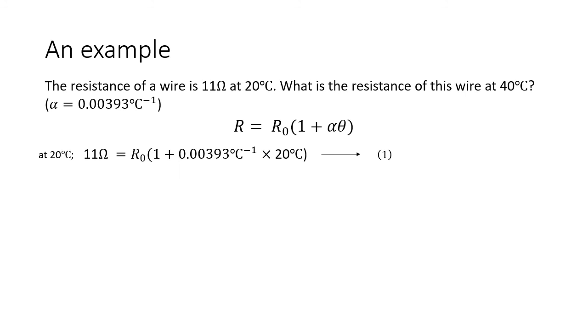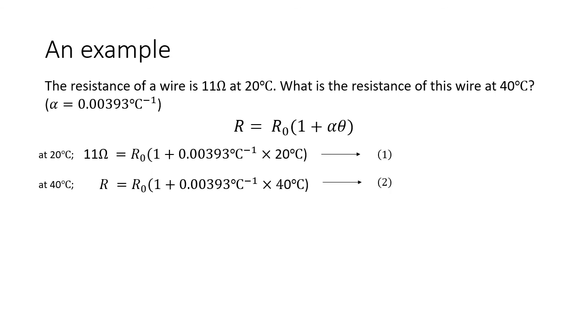And we want to find the resistance at 40 degrees Celsius. So I can write R equals R0 times (1 plus 0.00393 per Celsius times 40 degrees Celsius). I will take this as equation 2.